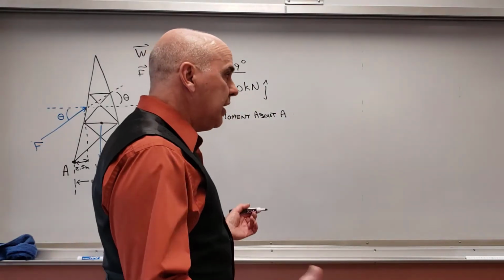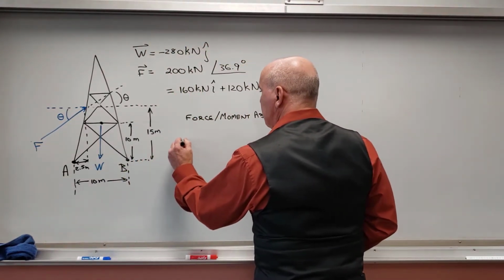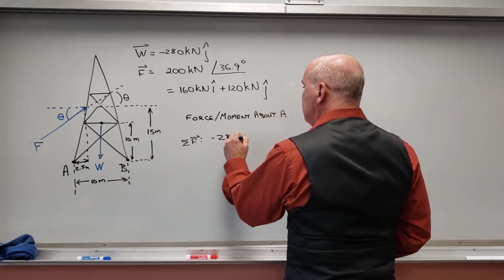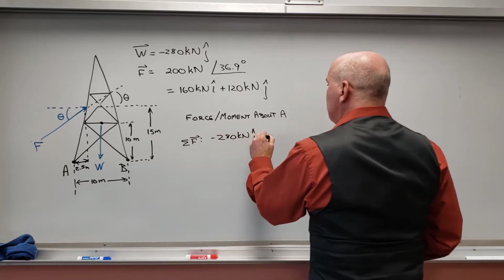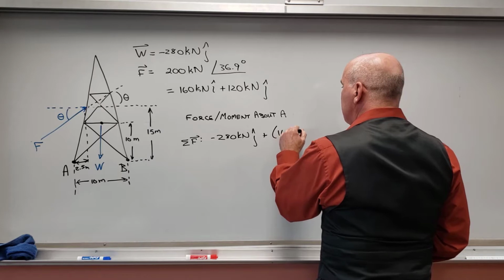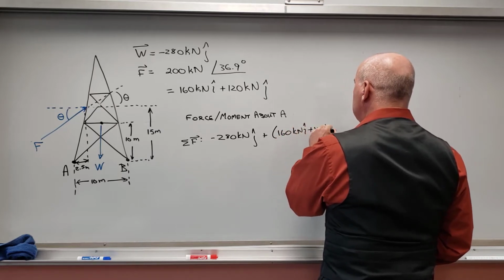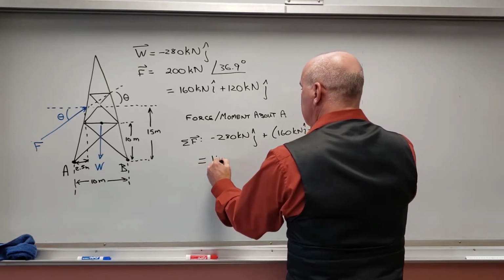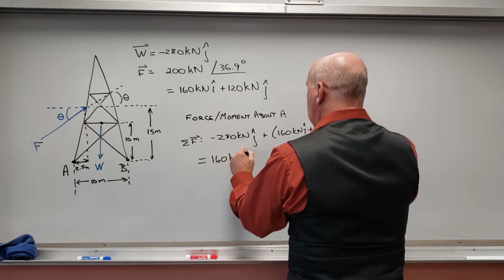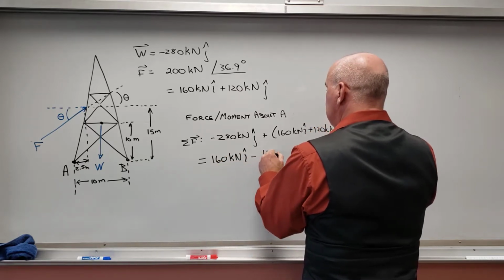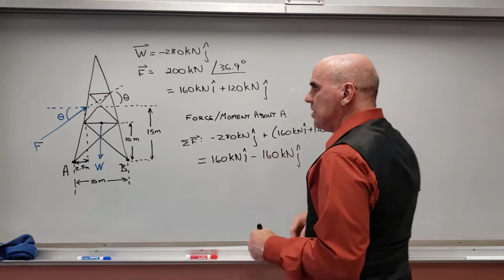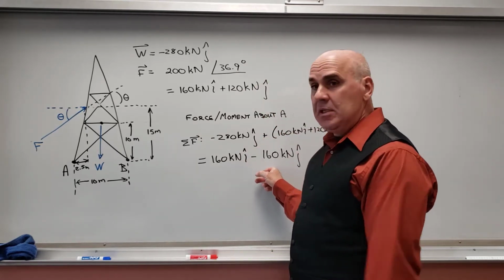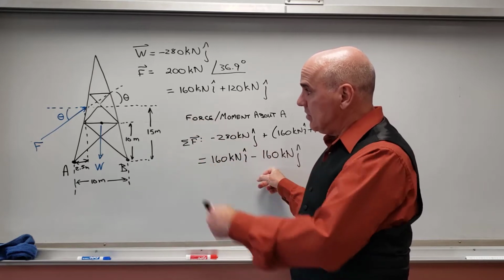It's just the two, right? So my net force, if I just look at the sum of the forces, then I've got negative 280 kilonewtons in the j hat direction, plus 160 kilonewtons in the i hat, plus 120 kilonewtons in the j hat. And so that's going to leave me a net of 160 kilonewtons in the i hat, minus 160 kilonewtons in the j hat. So the net force is going to be at 45 degrees, 160 minus 160, right? So it's going to be down in this direction.